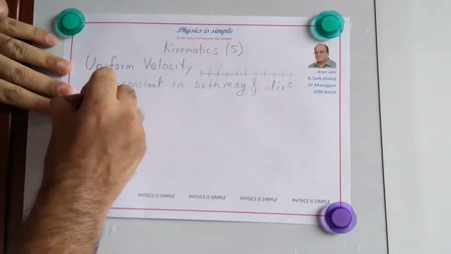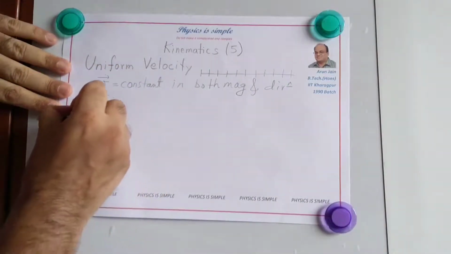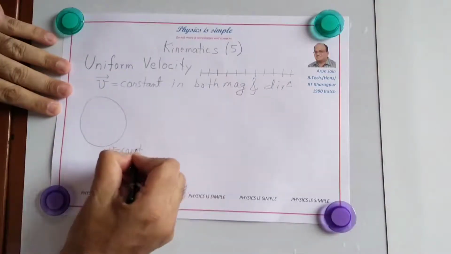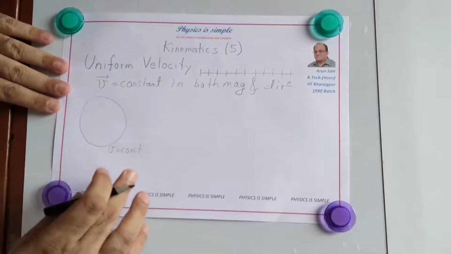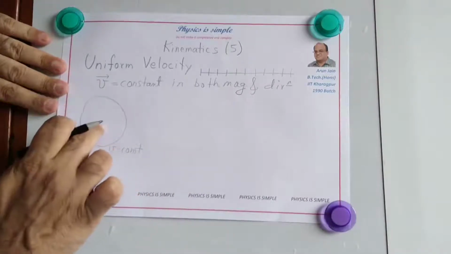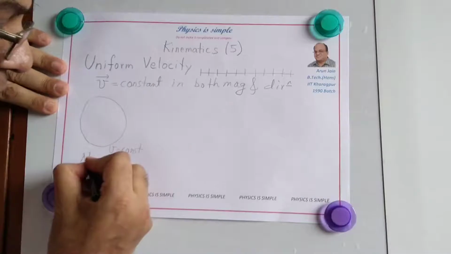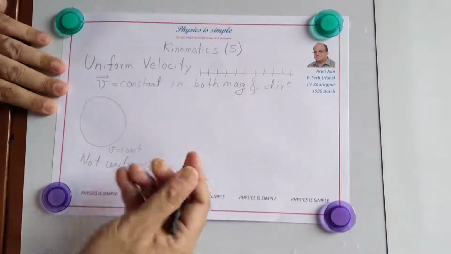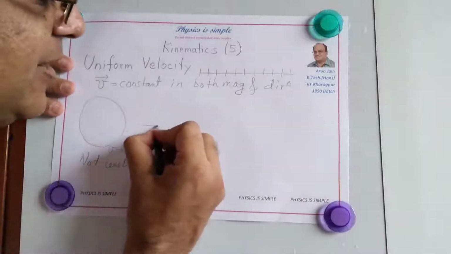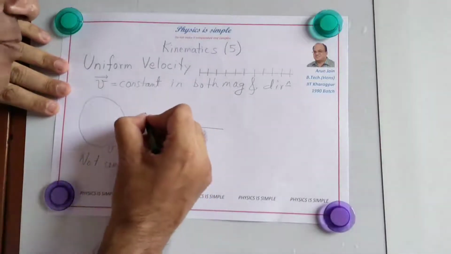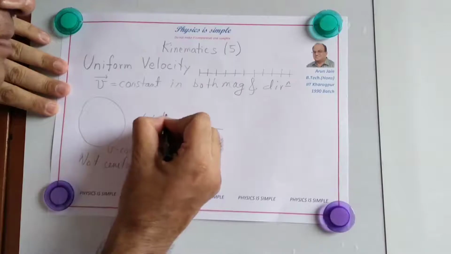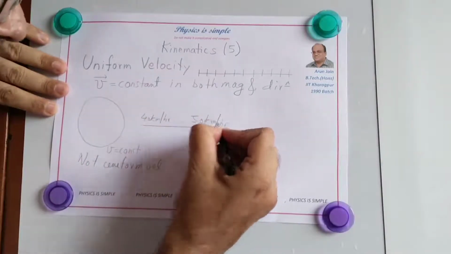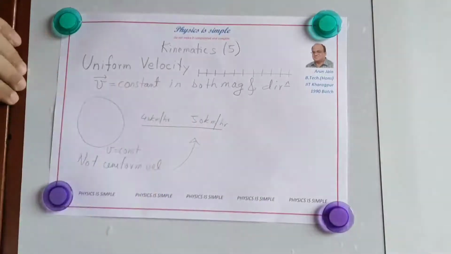A particle may be moving in a circle. The speed everywhere is constant, but the direction is continuously changing. So this is not uniform velocity. Or the particle may be moving in a straight line, but here it is moving at 40 km per hour. Afterwards it goes at 50 km per hour, and that is also not uniform velocity.